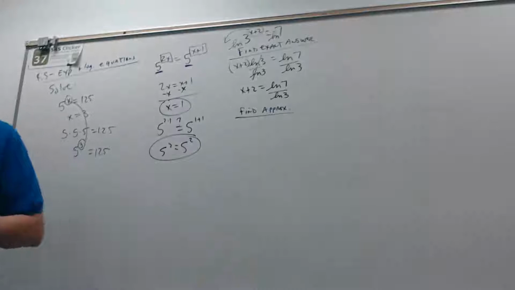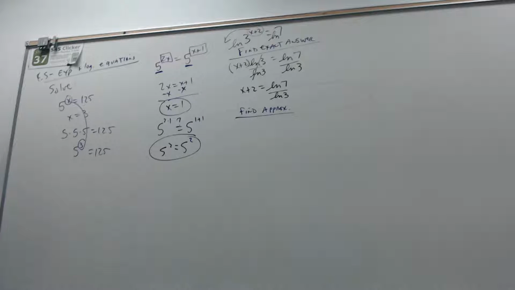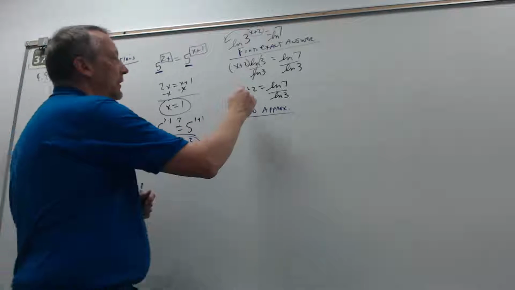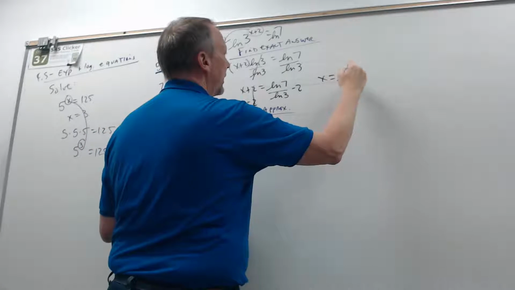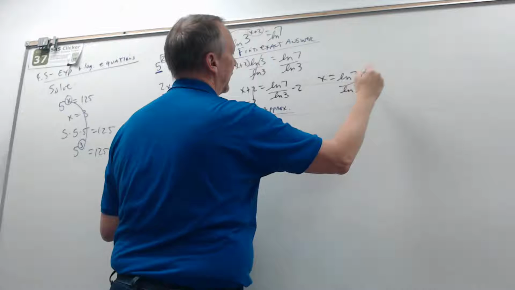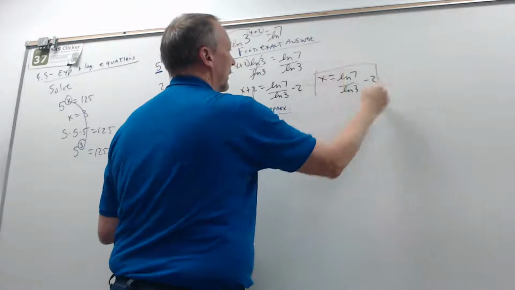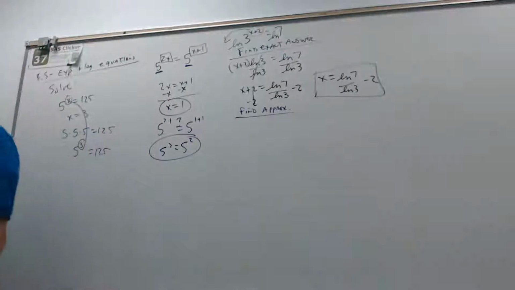Can I keep going? Subtract 2 from both sides. There's your exact answer. So the exact answer, x equals the ln of 7 over the ln of 3 minus 2. Now, in the book, you'll notice they use base 10 logs. That's perfectly fine as well. I don't care whether you use ln's or logs. My experience is people use ln's more often than logs, but either way.